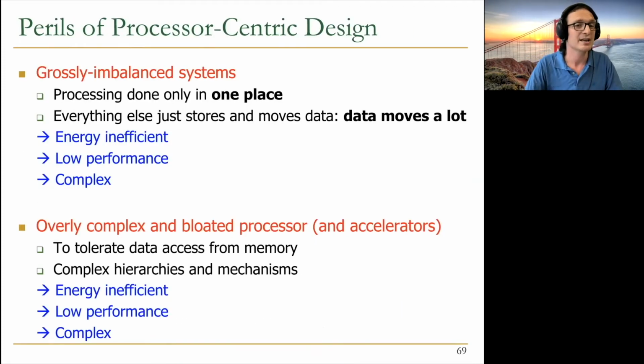Because we have this fundamental choice in the designs that we have in systems today, everything is processor-centric. As a result, we have grossly imbalanced systems. Processing isn't done in only one place; everything else moves and stores data. This is energy inefficient, low performance, and complex. As a result, we have an overly complex and bloated processor and system overall, as we have seen in the memory hierarchy. And this is energy inefficient, low performance, and complex as well.